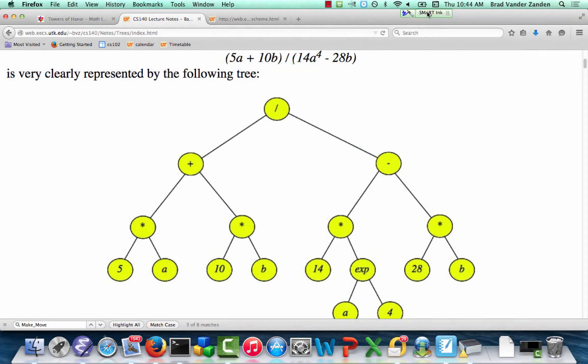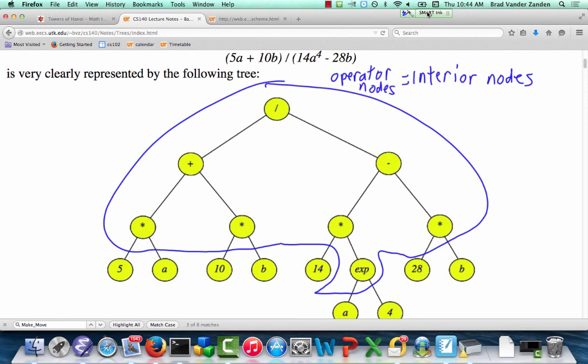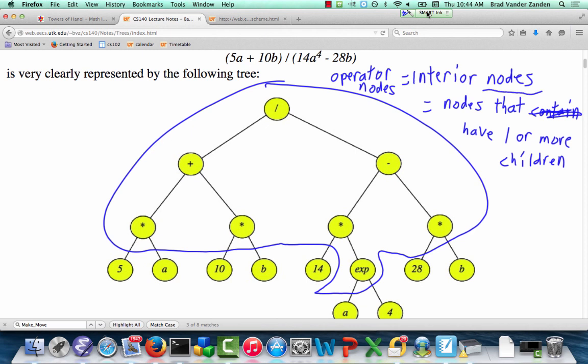You will see that there are nodes that have operators. We call these the interior nodes. So in this case, the operator nodes are what we call interior nodes. Interior nodes are nodes that have one or more children. Each element of the tree is called a node.